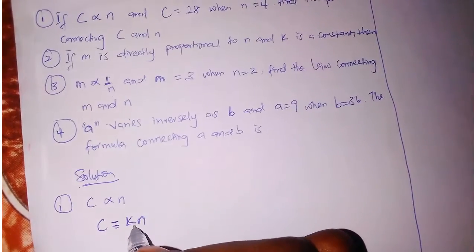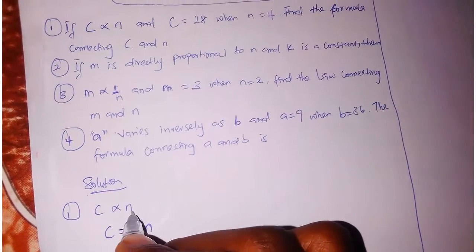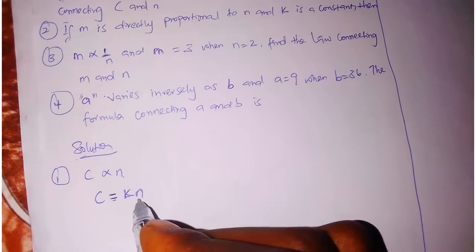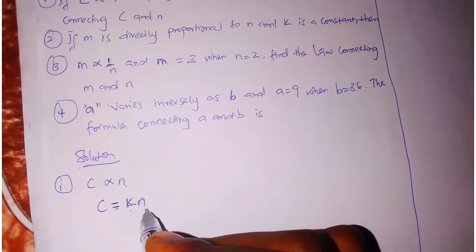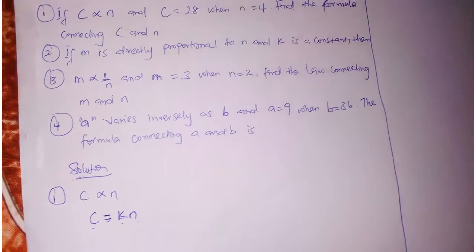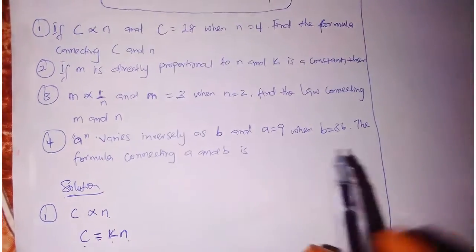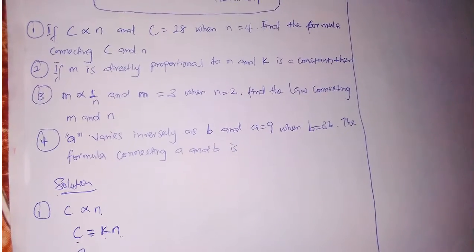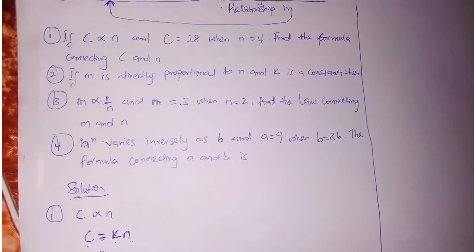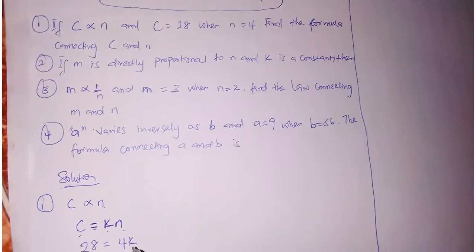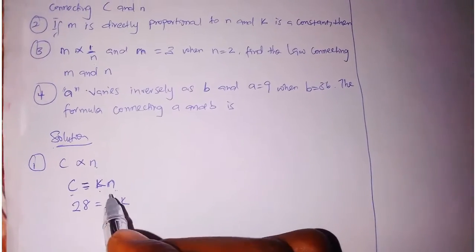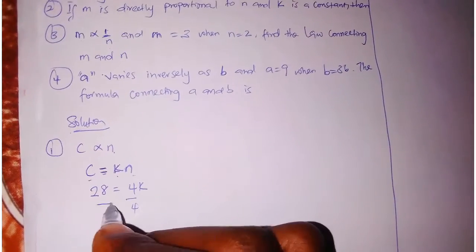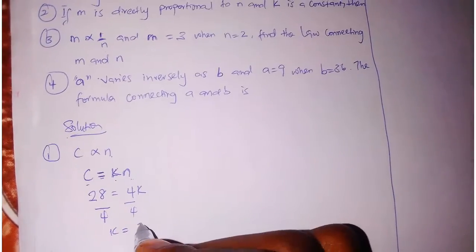The constant I introduce here is K. It will multiply this variable here. So if C equals KN, K is my constant. N and C are my variables given to us in the question. And I said if C is 28 and N is 4, I should find the formula connecting C and N. Let's first put our values of C and N inside the equation, the formula. So in this case, my K is 7.